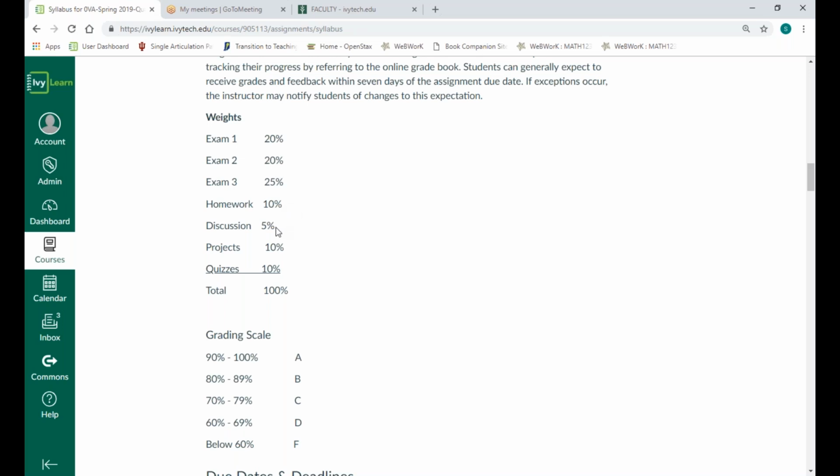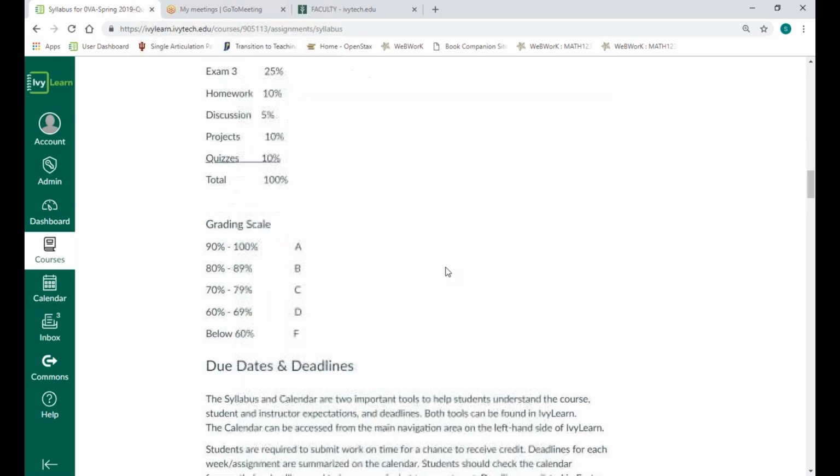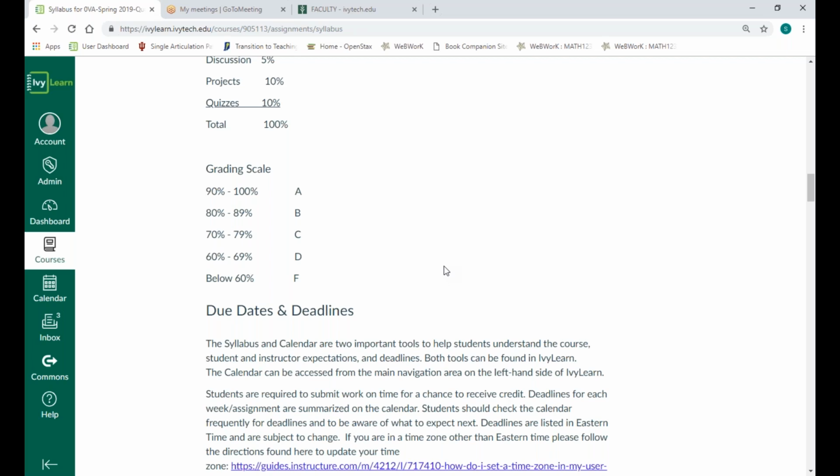So that's why that's worth a little bit more. Homework is worth 10%. The discussion boards are worth 5%, which includes our attendance here. 5% can throw you one grade or another. So if you're right on the borderline and you've been attending all your sessions and you've been doing all your discussion boards, most likely that'll help you tip to the higher grade. We are going to be having 2 projects during the semester, and they're a total of 10%. In other words, each one is worth 5%. And then our quizzes are worth 10%.